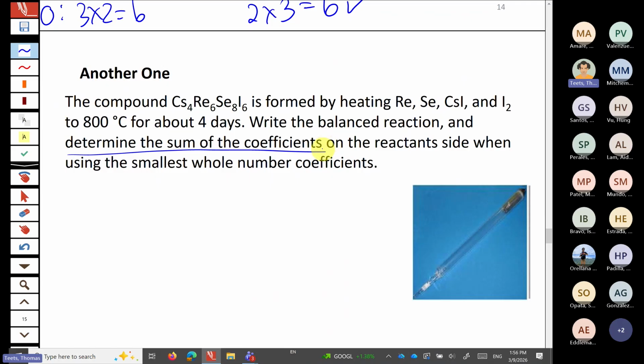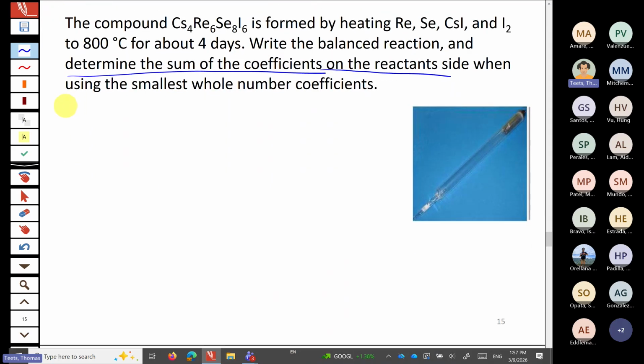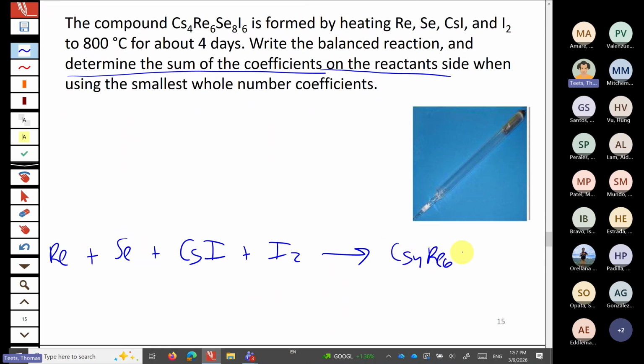But we want to determine the sum of the coefficients on the reactant side when it's balanced with smallest whole numbers. All right, so a lot going on here, but we have rhenium metal, rhenium element, Se, cesium iodide, and I2, all reacting to make this beast of a compound, Cs4Re6Se8I6.